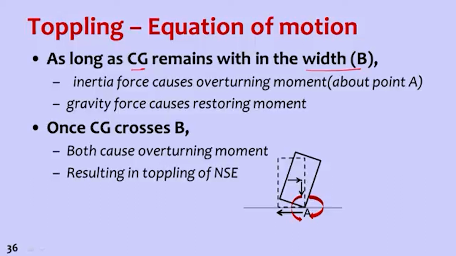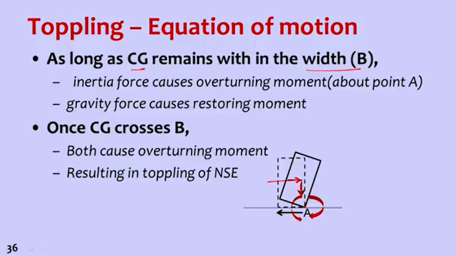So it is something like this. Okay, so this is an overturning moment and this is a restoring moment. If we take moments from this point, and if the CG crosses this vertical line, then both will act in the same direction. Currently, the applied force is acting in the clockwise direction and the restoring moment is acting in the anti-clockwise direction. So that is why there is a balance.